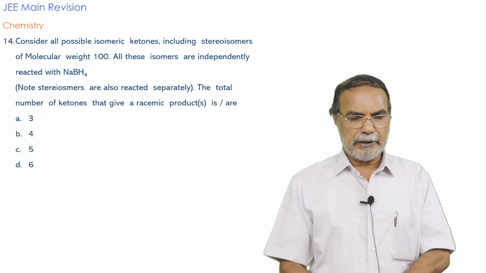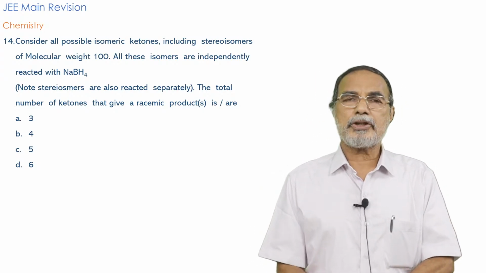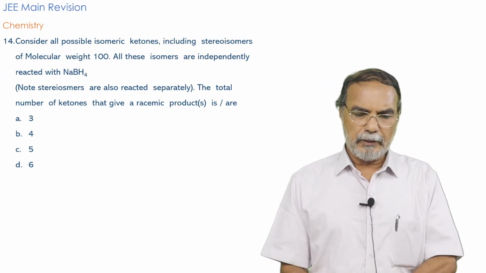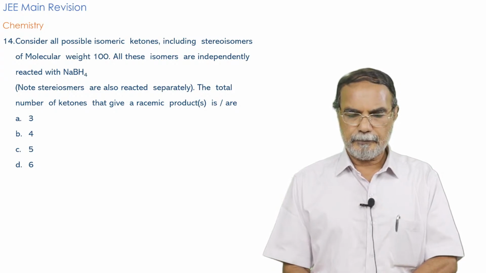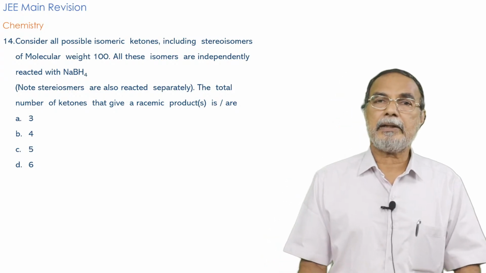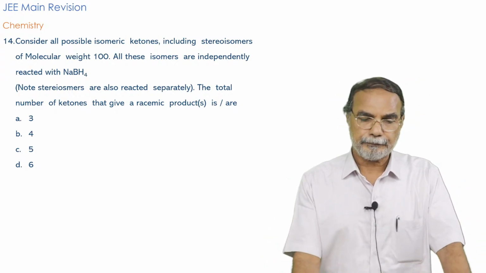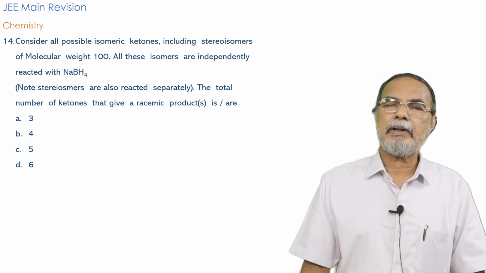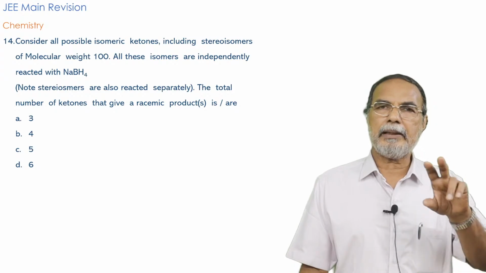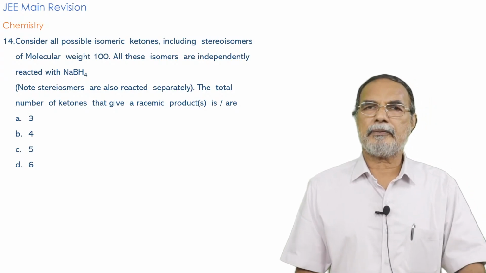Now comes another question, again about isomerism. Consider all possible isomeric ketones and their stereoisomers of molecular weight 100. Molecular weight 100. So you'll have to try. What will be the formula of the ketone?